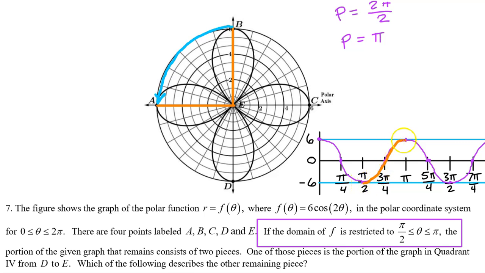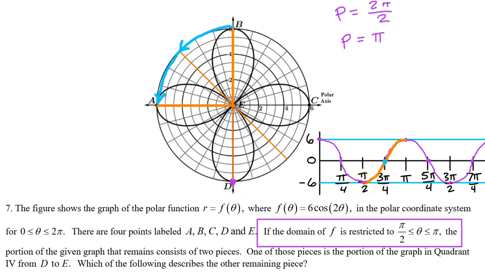Let's trace this portion of the polar graph in purple. We are starting at pi over 2, but notice that at pi over 2 the r value is negative 6. So here we are at pi over 2, but a negative 6 will be in the opposite direction. It'll be right here. So this is the starting point.